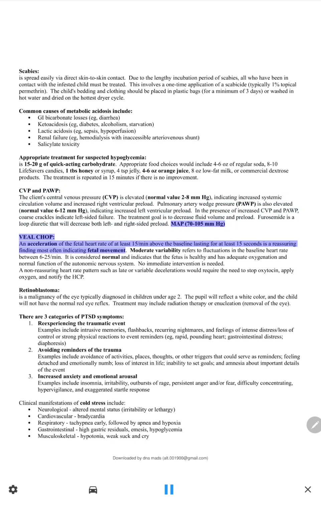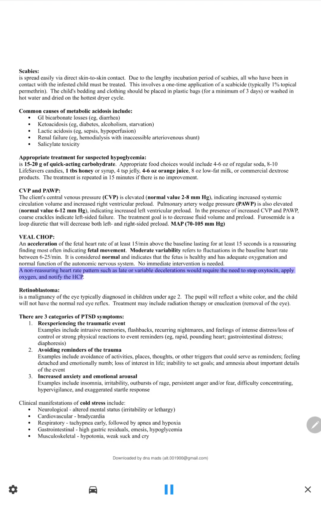An acceleration of the fetal heart rate of at least 15 per minute above the baseline lasting for at least 15 seconds is a reassuring finding, most often indicating fetal movement. Moderate variability refers to fluctuations in the baseline heart rate between 6 to 25 per minute. It is considered normal and indicates that the fetus is healthy and has adequate oxygenation and normal function of the autonomic nervous system. No immediate intervention is needed.